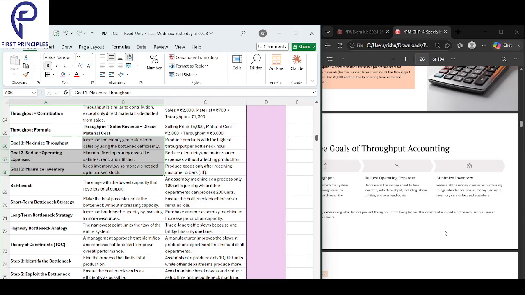Yeah, and they don't have too much money tied up in unused stock, right? Because you buy stock, you have to pay for it, right? So you don't have too much money tied up in unused stock. So there are the three goals. Firstly, we understood throughput. You identify the bottleneck and try to maximize it.